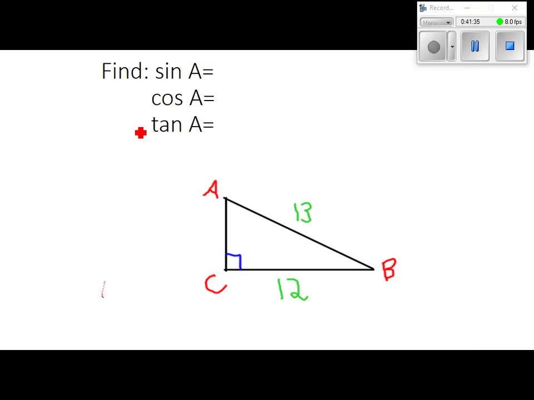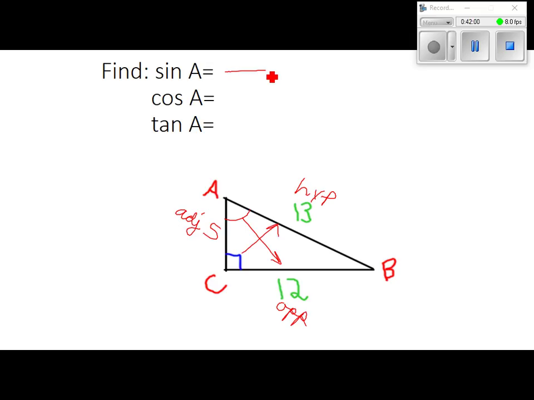We just got done doing this one. Somebody tell me how long is this side right here? 5. All right? If that side's 5, that's 12, that's 13. If we want to find the sine of angle A, cosine of angle A, and the tangent of angle A, then we label the triangle. That side's going to be your opposite leg. That's your hypotenuse. This side over here then is your adjacent leg.